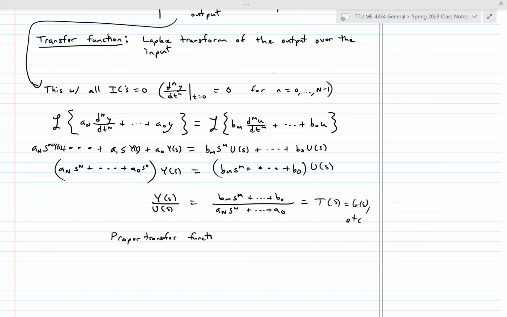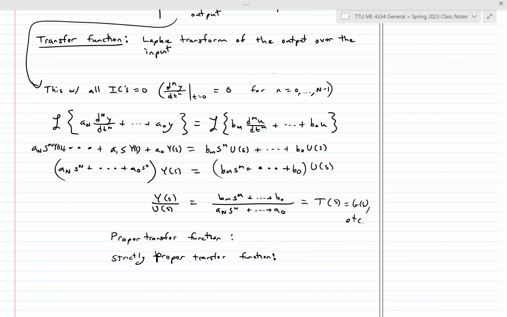How many of you have heard the terms proper transfer function and strictly proper? How many of you have not heard it? Okay, that's fine. A proper and a strictly proper transfer function are just different categories of transfer functions.